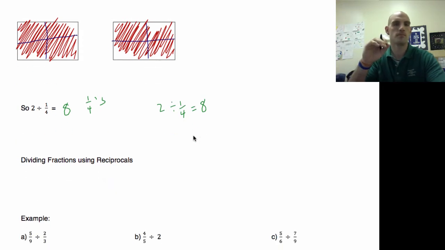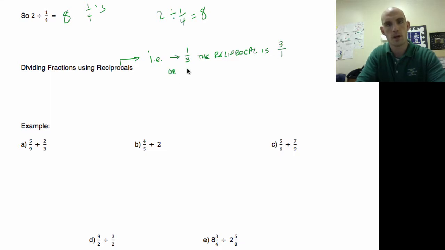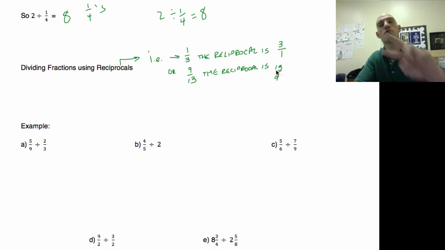If I look at dividing, and I'm using a mathematical approach, we can use reciprocals. Reciprocals look like this. For example, let's say I take 1/3. The reciprocal is 3/1. Or if I had 9/13, the reciprocal is 13/9. Okay, so you flip it over.